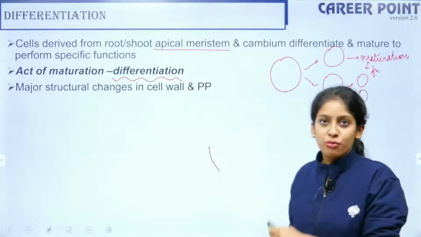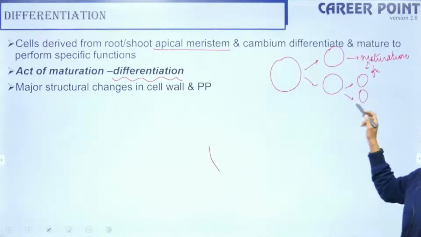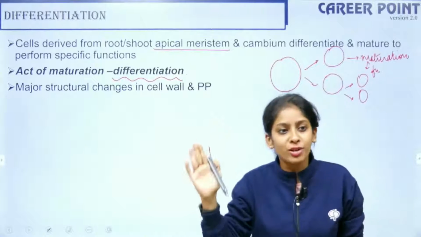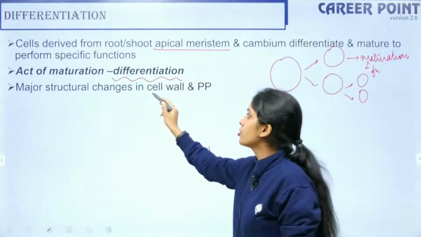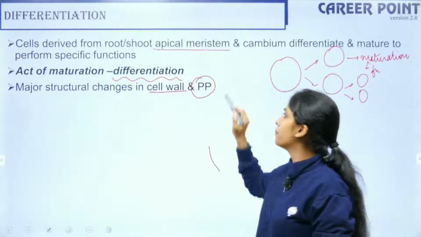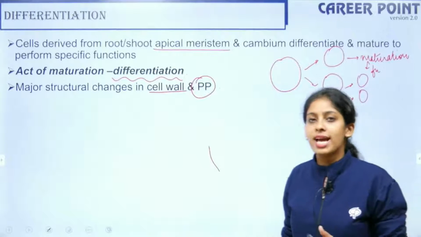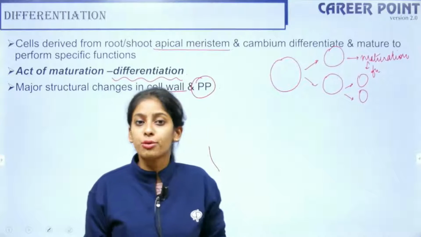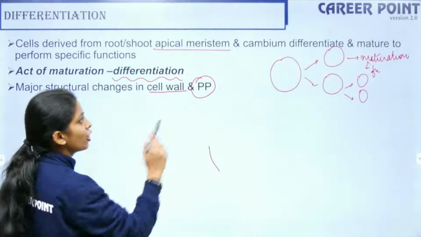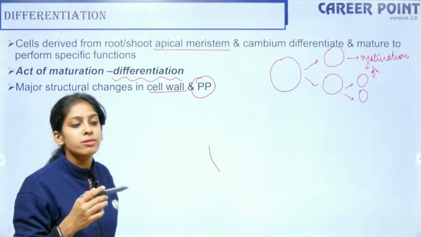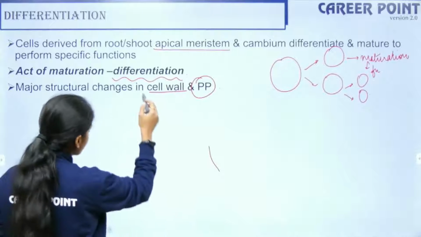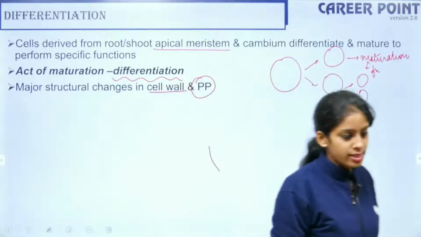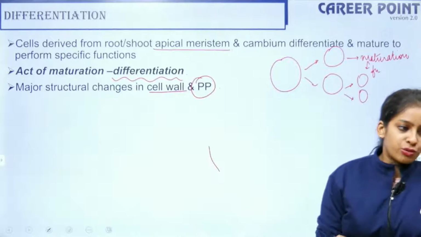Yes, so if you have differentiation, here they are continuously dividing, here they are taking up a function. So here the cellular changes happen. You have major structural change in the cell wall and in the protoplasm, because when I said a meristematic tissue has a significant nucleus, has significant plasmodesmatal connections. So when it undergoes maturation, it has protoplasmic modifications. So it has structural changes in the cell wall and in the protoplasm.